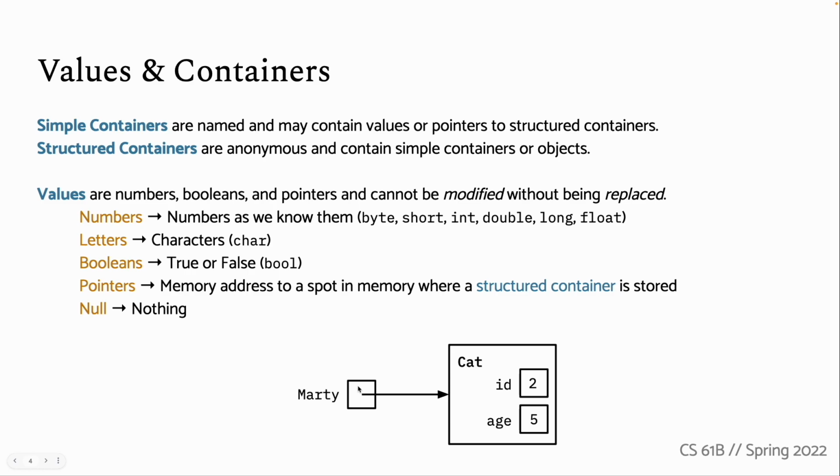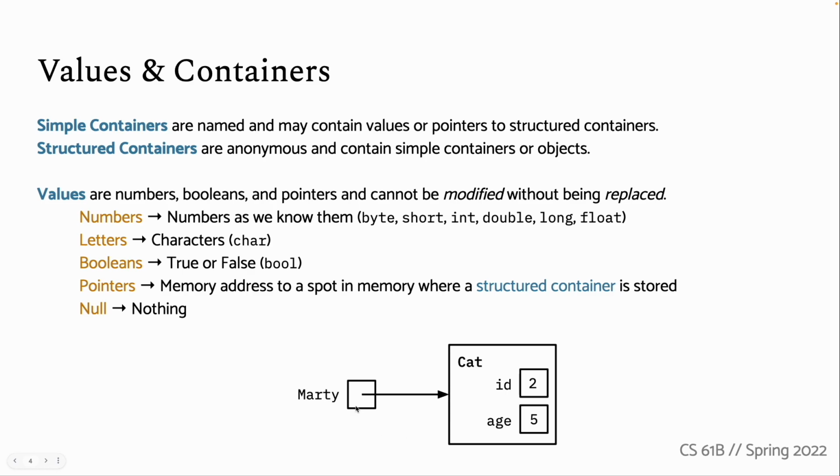And so what we do instead is that we keep these structured containers, which include things like objects, like linked lists, like classes, like arrays. We keep them in a separate part of our memory, and we consider them to be anonymous because the only way to reach them is by going through a simple container, which contains a pointer to that structured container.